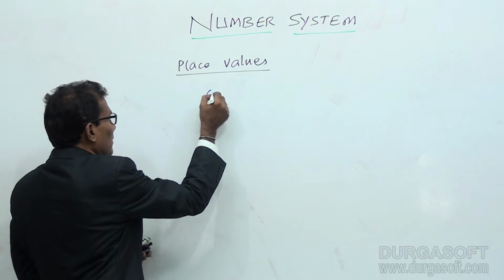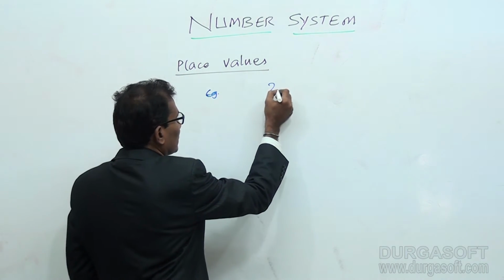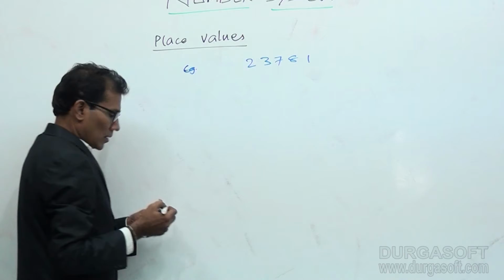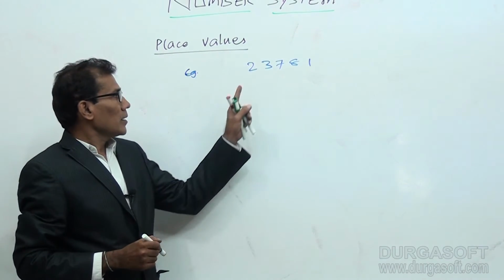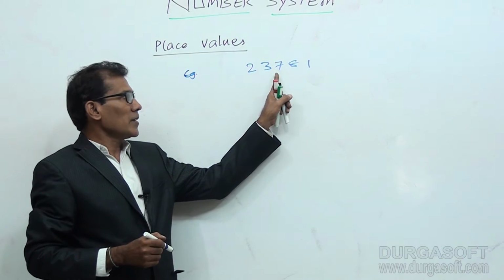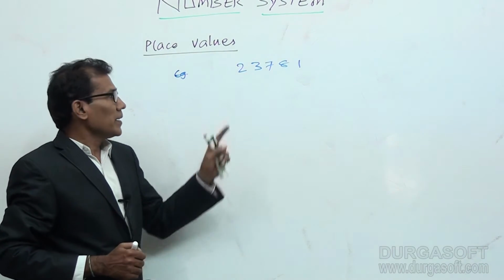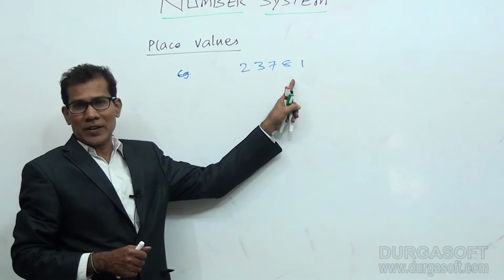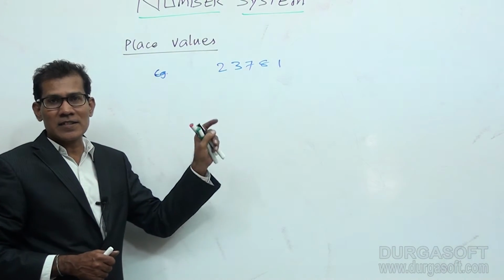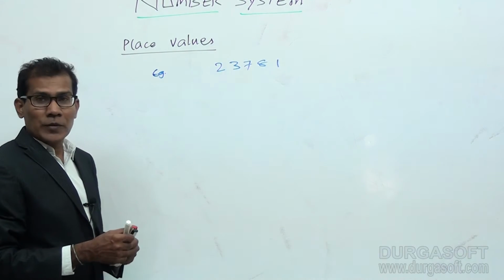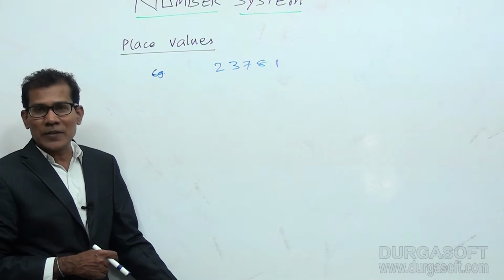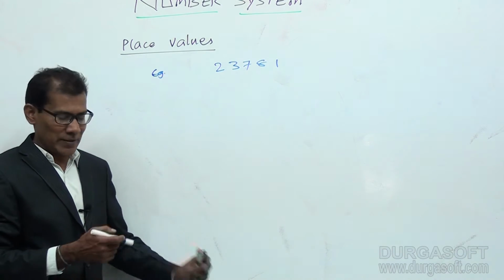So for example, if I write this number, how do we read it? 23,781. Here the digits are 2, 3, 7, 8, 1. Every digit has its own place value. To work out many questions, we use the place value. So knowing the place value of a digit of a number is very, very important.